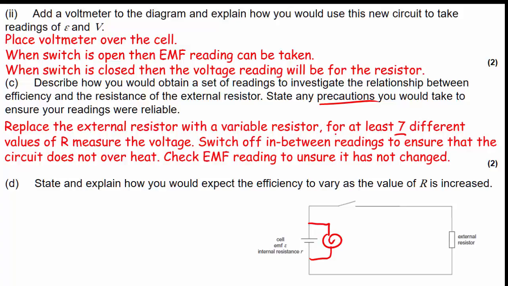different values obviously. So if it was with a variable resistor, you would change the resistance, and then you would measure the voltage, right? And since we've already shown previously that you can get the efficiency simply by dividing V by E, E will stay the same. You only need to work out V. You only need to measure V, sorry.